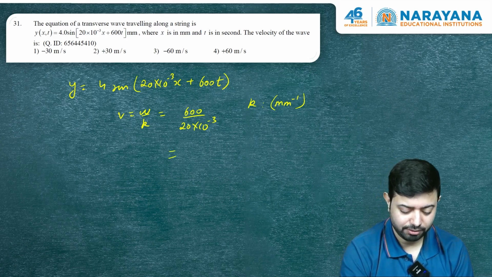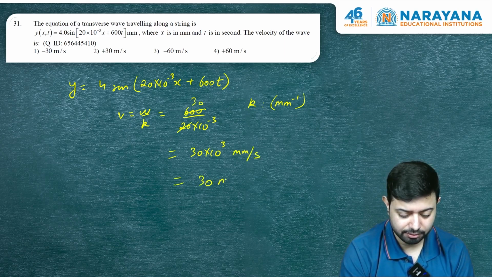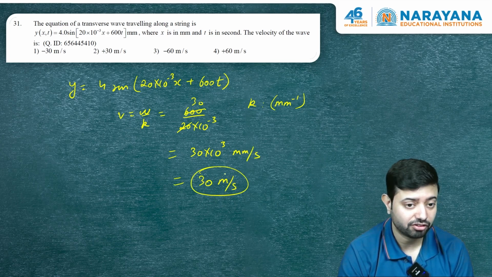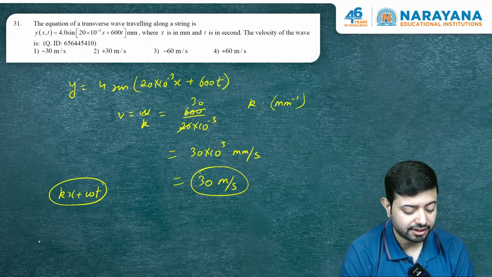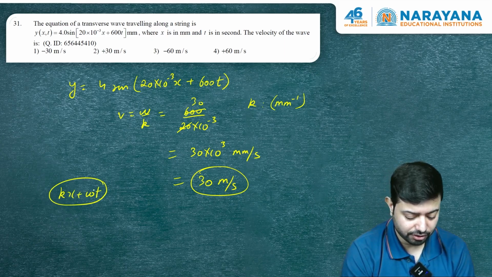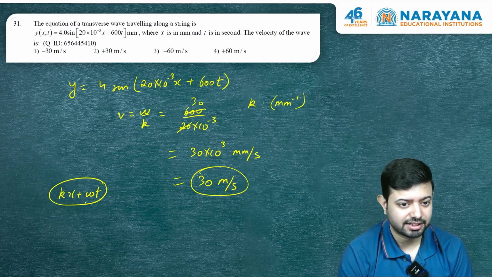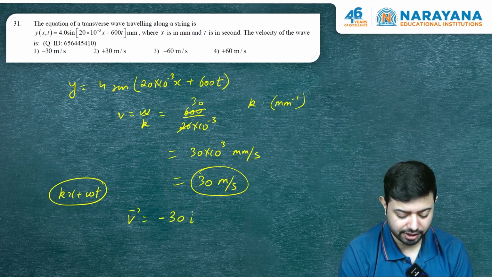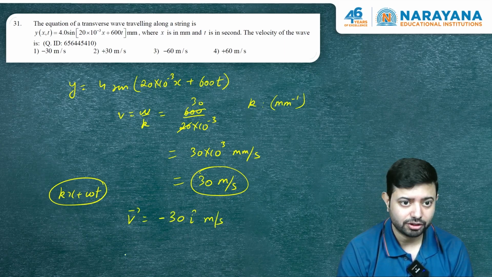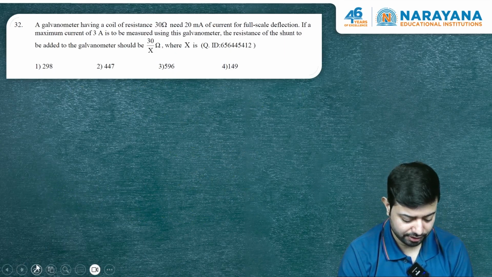Okay. So, this is nothing but 600 by 20, which is 30. So, 30 into 10 to the power 3 millimeter per second. So, in meter per second, 30 meter per second. Which direction? This is speed. Which direction? See, this is kx plus omega t format inside that sine function, and whenever you have the coefficient of t and coefficient of x same sign, then it will be negative x direction. Therefore, if we write down velocity vector, negative x will be minus 30 i cap meter per second. So, which option will match? Plus 30 or minus 30? Minus 30. Okay. Let us move forward.